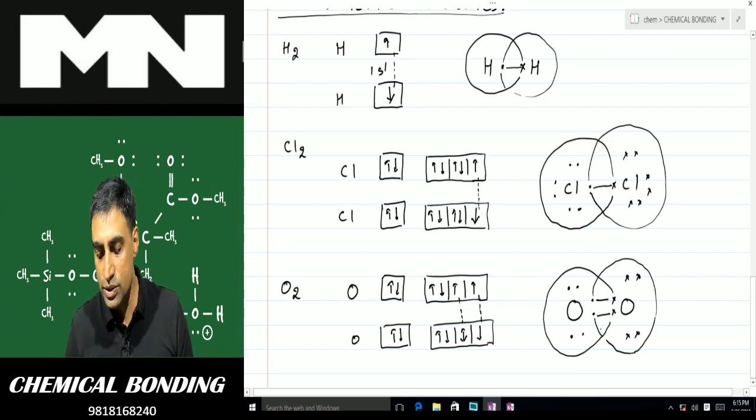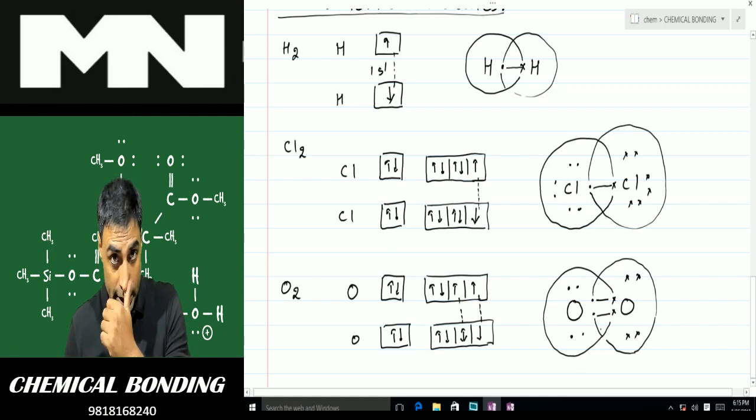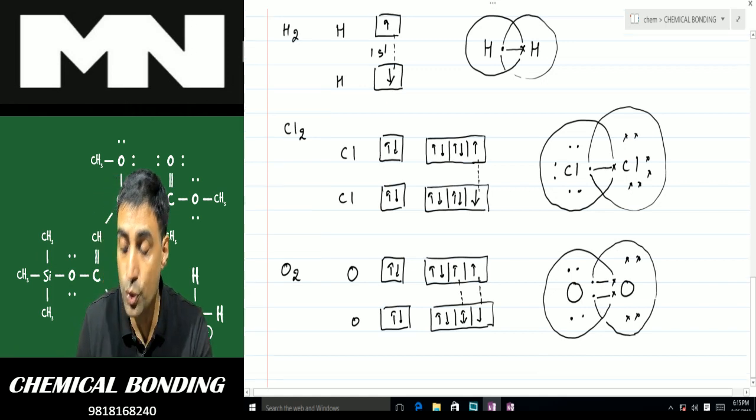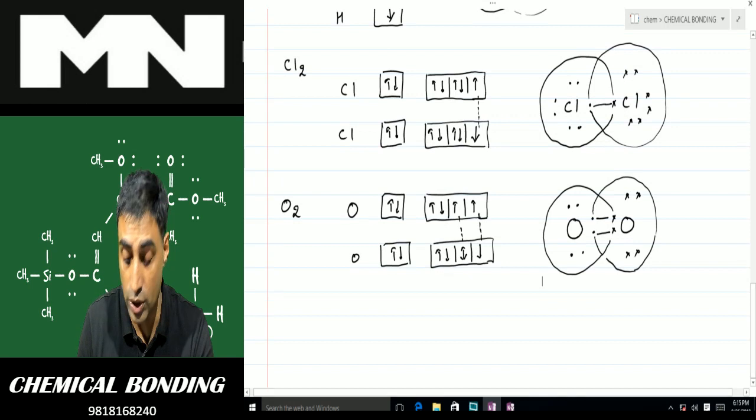Only the unpaired electrons are taking part in chemical bonding. Only the electrons of the valence shell are taking part in chemical bonding. The electrons are shared so as to complete their octet. Now after this, I'll show you some heteroatomic molecules. Two molecules I'll show you.